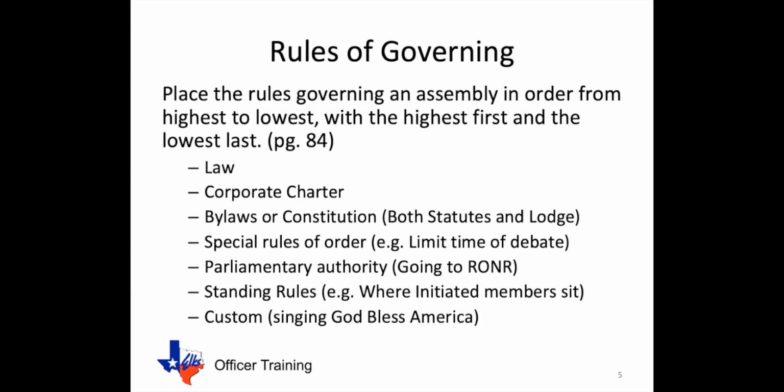Standing rules, now we're getting to the bottom of the food chain. This might be where initiated members sit. You have a standing rule that says these 10 chairs or whatever are reserved for newly initiated members. And then a custom. Some lodges may, at the end of their lodge meeting, right before closing, sing God Bless America. So those are the rules of governing placed highest to lowest.